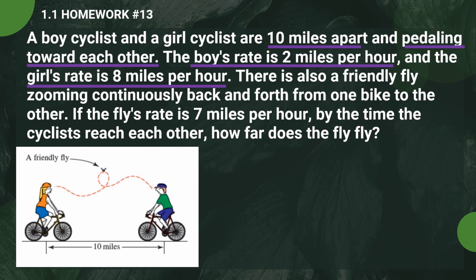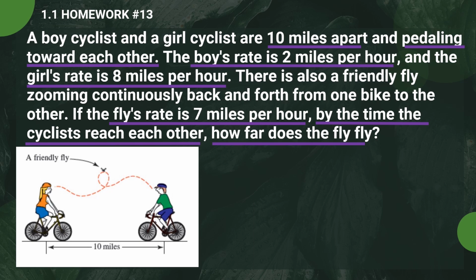I find that a little humorous that the boy is going so slow and the girl is going so much faster. And then you have a fly that is going back and forth between the two of them, which is rather humorous when you consider that they are 10 miles apart and it is just one fly. But anyway, anything can happen in a math problem.